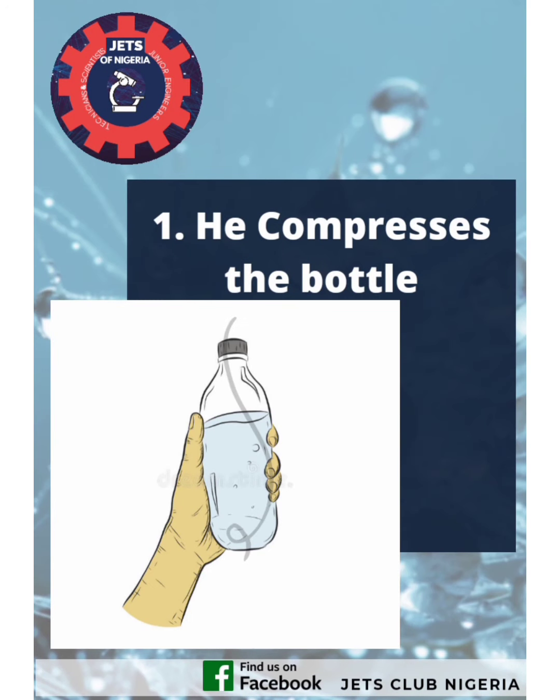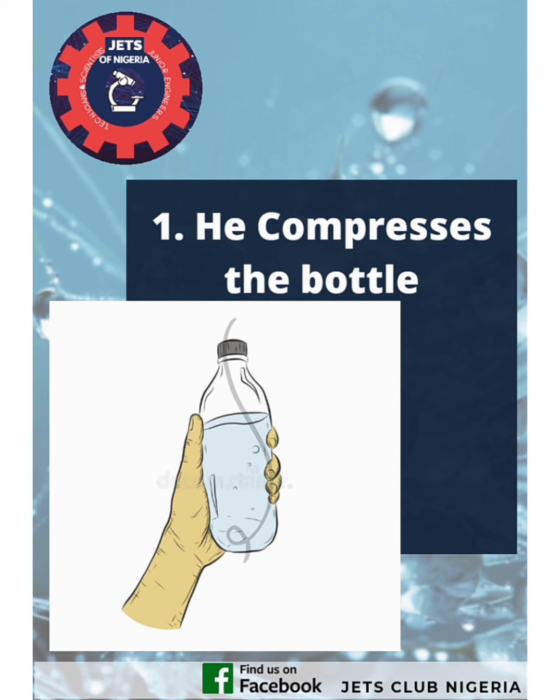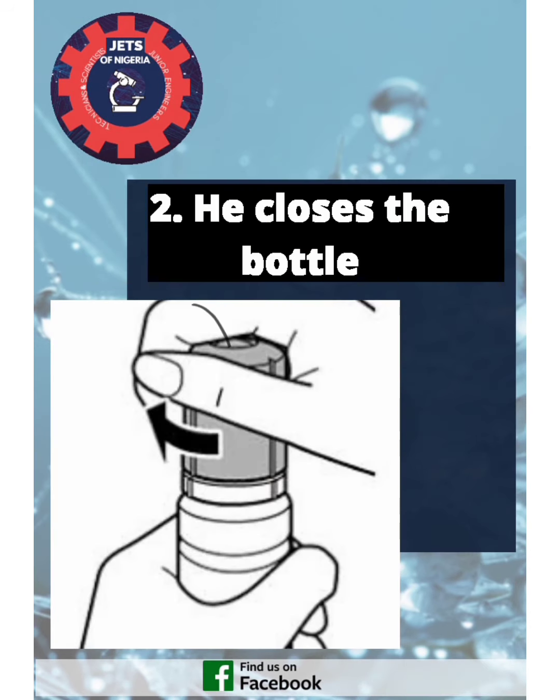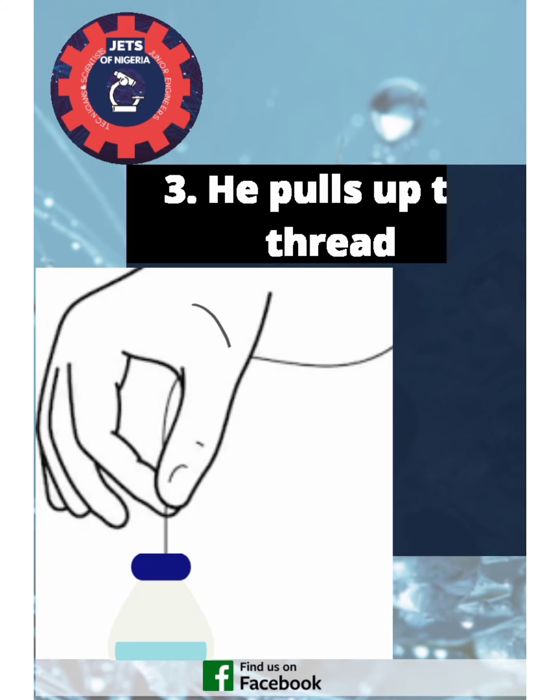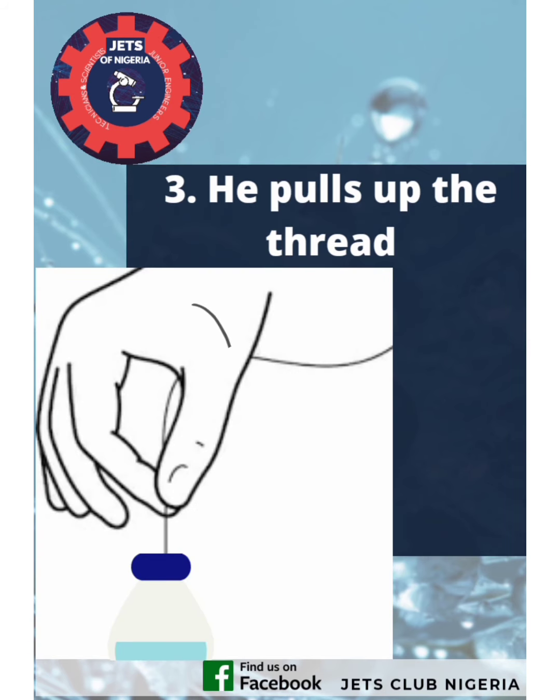So how did he do that? First, he compresses the bottle and this decreases the volume available for air and increases the pressure in the bottle. He then closes the bottle, sealing off air. Third, he pulls up the thread.